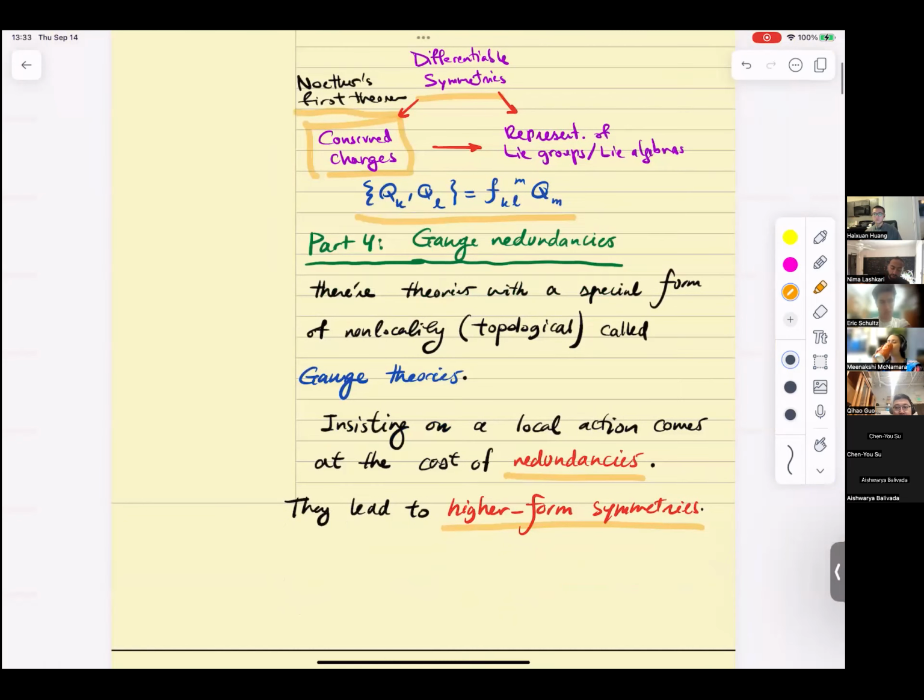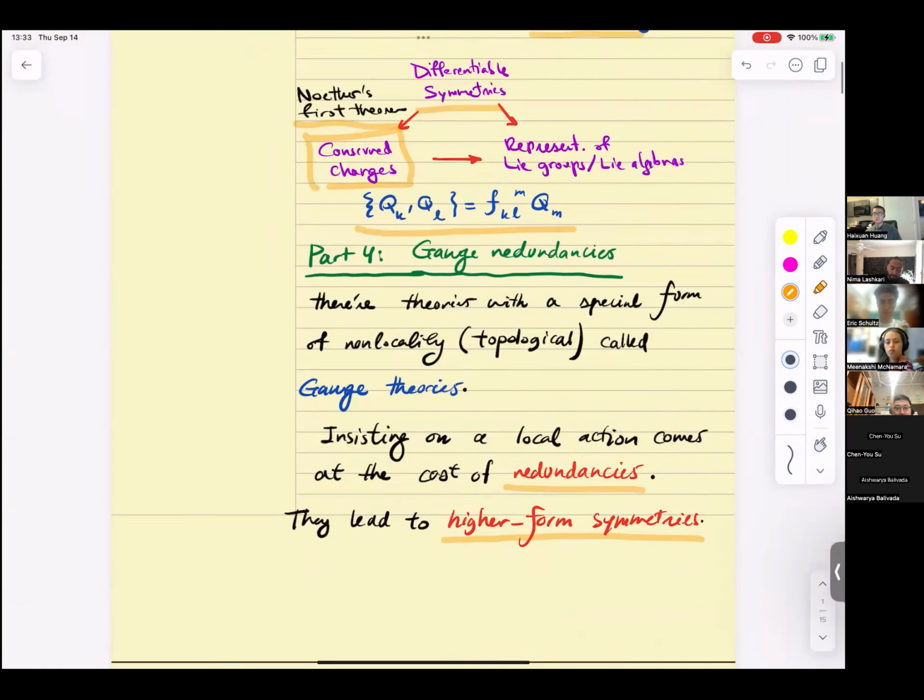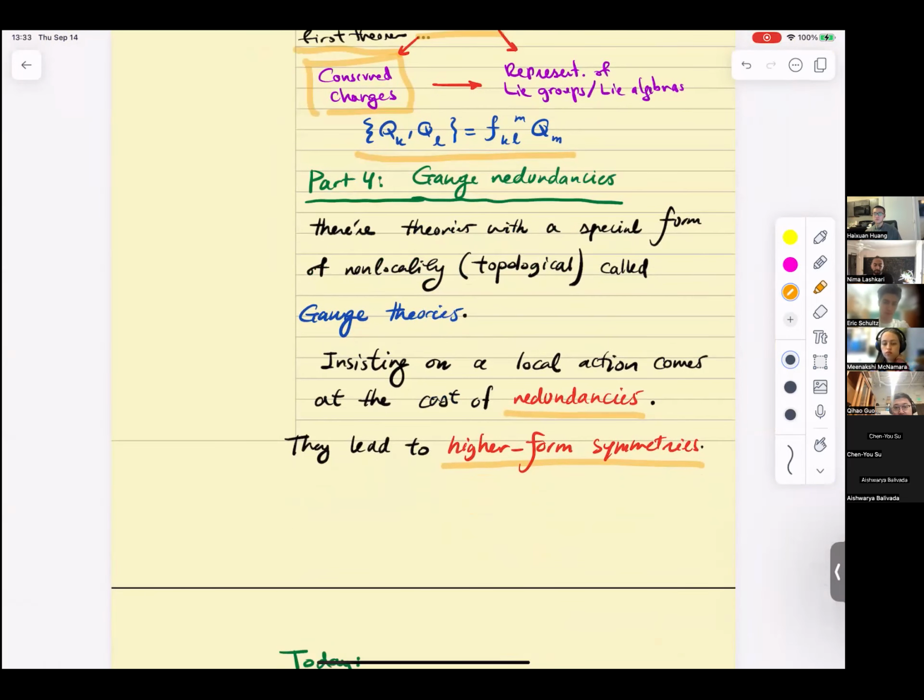All right. So that was the story so far. In part 4, we're going to start talking about gauge redundancies. So what is this? I started by telling you guys that we have been modeling nature using local quantum field theories, local field theories, and this has been extremely successful. And that just points to the fact that nature is local.